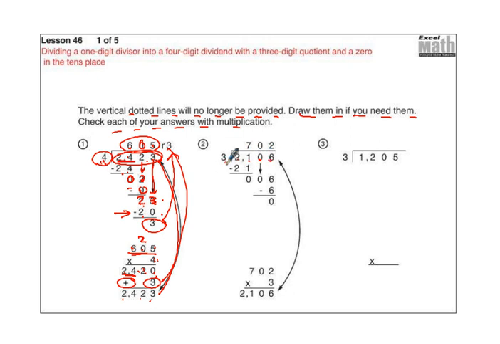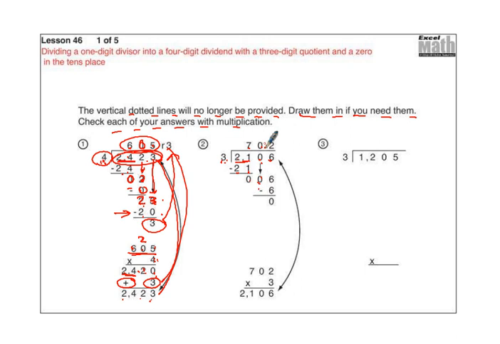2,106 divided by 3. 21 divided by 3 is 7. 7 times 3 is 21. 21 minus 21 is 0. Bring down the 0. Well, 0 divided by 3 is obviously 0. 3 doesn't go into 0 any times. 0 times 3 is 0. I could do that step, but what they just did is skip that step altogether.